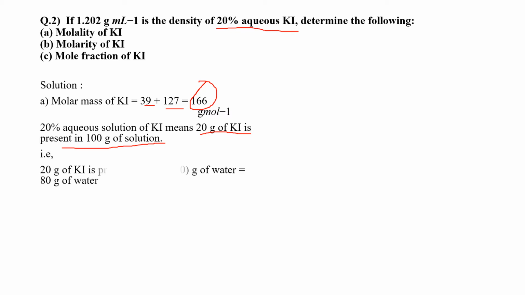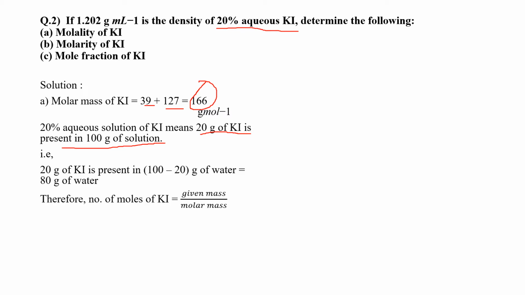Now, if KI is 20 gram, then the water in which the potassium iodide is dissolved will be the remaining part, and the remaining part is 100 minus the mass of the solute. 100 is the total mass of the solution minus the mass of the solute, that is 20 gram of KI, equal to 80 gram. So the mass of water is 80 gram.